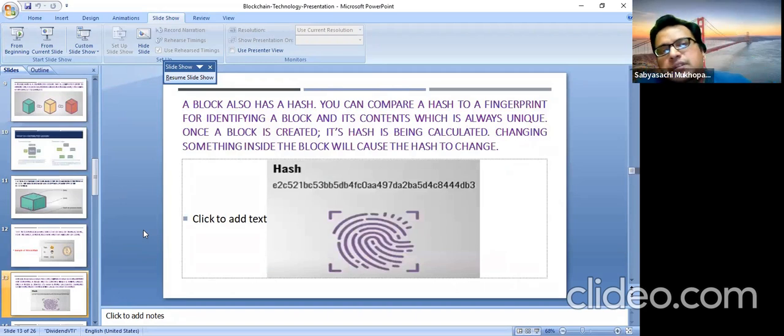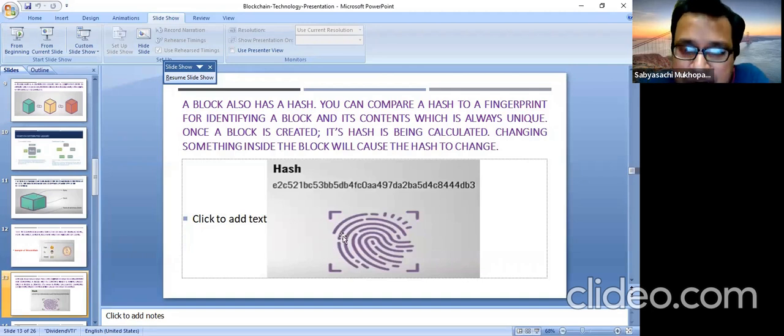Now, one question which comes to mind is, what is a hash basically? You can compare the hash to a fingerprint. That means it is a unique entity for identifying a particular block. Whenever you create a block, a unique hash is also calculated. If you change the block, then the hash will also change. So you can consider this hash as the fingerprint of each block. Block-wise hashes are unique. Hash is playing a very vital role, and that's the reason the analogy has been made between hash and fingerprint.